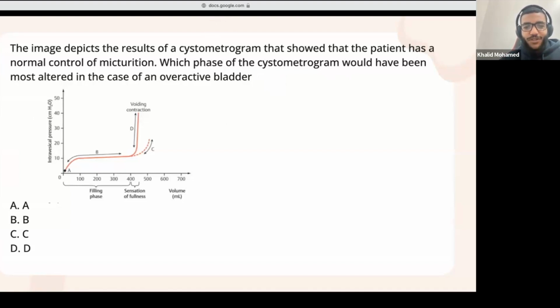This is also just pure recall. Yes, exactly. The answer is B. Okay, so this phase over here, which is called the filling phase, is the most affected phase in the case of an overactive bladder. Basically, it gets shorter, okay? Because if your bladder reacts more to urine, this phase will get shorter, and therefore you urinate more. And this is the case in old people and people with diabetes. Not true for everyone, but it's the case in old people for sure.